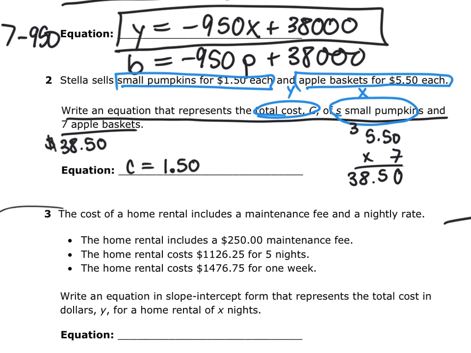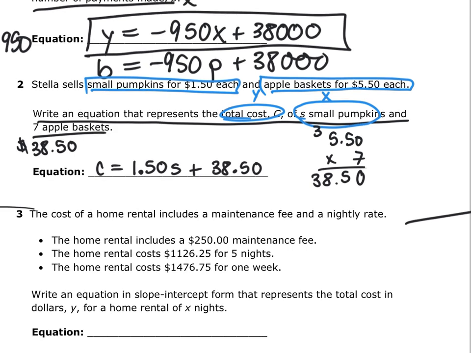So let me write $1.50 times S. That's my number of small pumpkins. So that's the cost of the pumpkins right there. Then I need to add to that the cost of the apple baskets. So my total cost is going to be equal to $1.50 times my number of small pumpkins plus that $38.50 per my apple baskets.